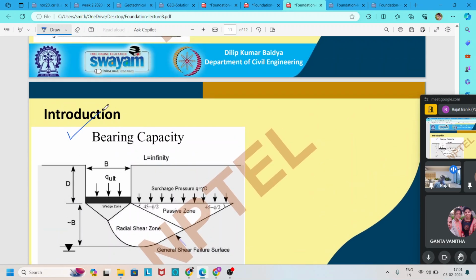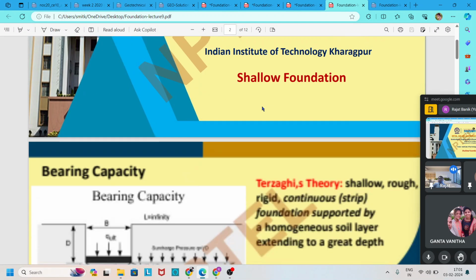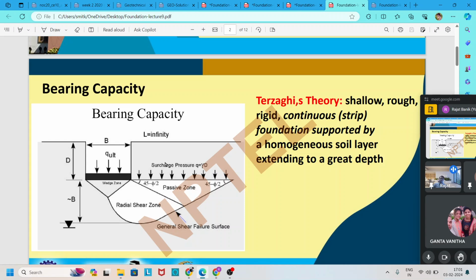Now we find out the bearing capacity formula which is given by Terzaghi, and we'll just look at how this formula is derived.